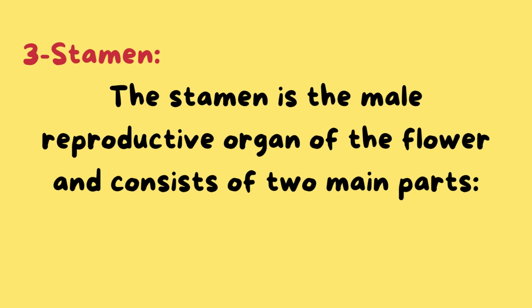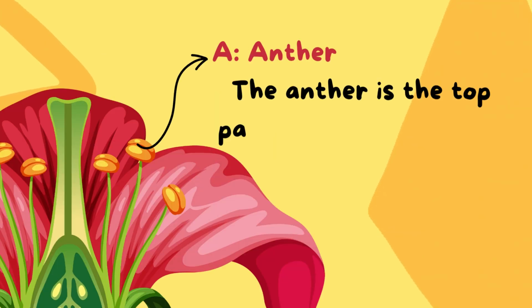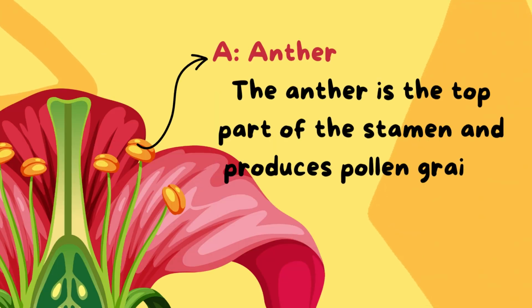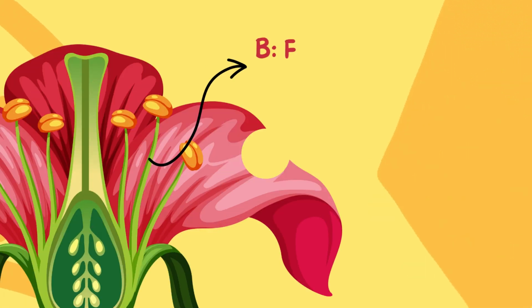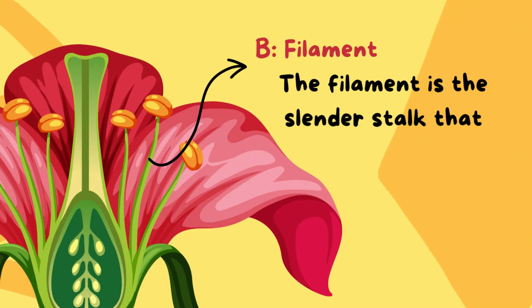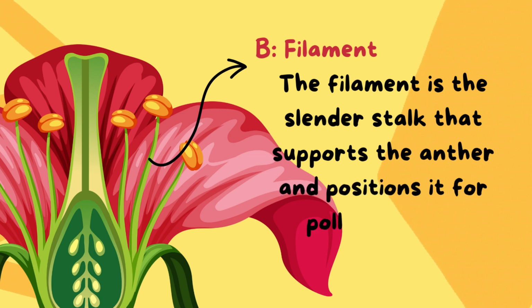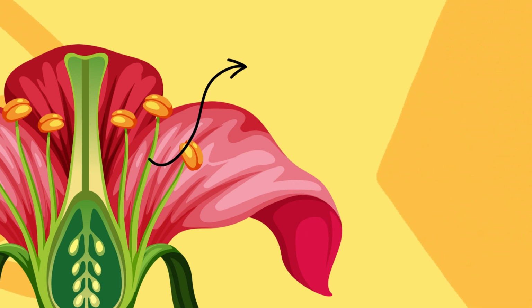Stamen. The stamen is the male reproductive organ of the flower and consists of two main parts. Anther. The anther is the top part of the stamen and produces pollen grains, which contain male gametes, sperm cells. Filament. The filament is the slender stalk that supports the anther and positions it for pollen release.